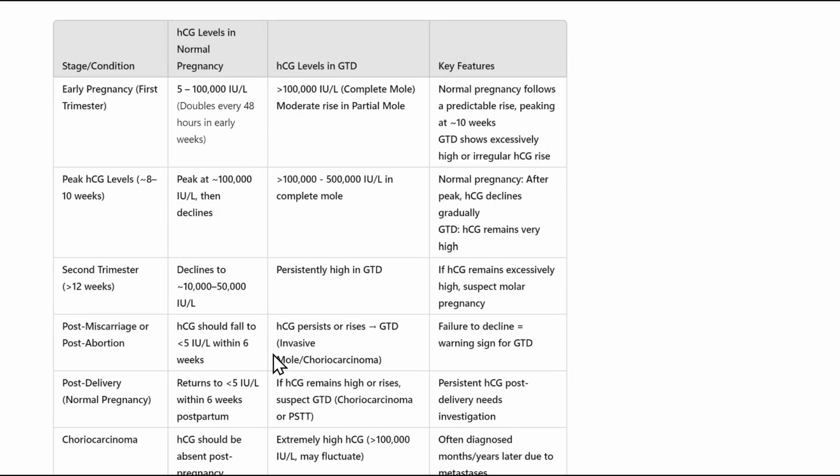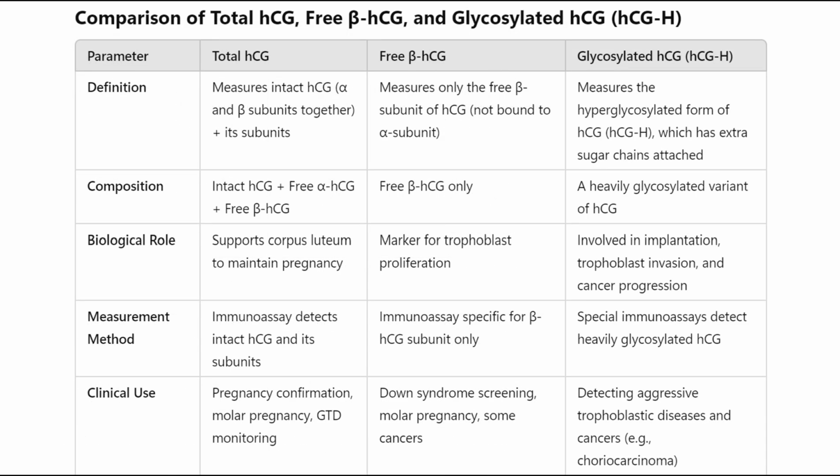Now, the thing is that HCG in early pregnancy is pretty high. It doubles every 48 hours in early weeks, and it peaks at 10 weeks and then starts to decline. By 12 weeks, HCG is around 10 to 50,000 international units, and post pregnancy HCG should fall. If you follow the HCG graph, you should be able to understand GTN. And if HCG does not fall at the end of pregnancy, you should suspect GTN.